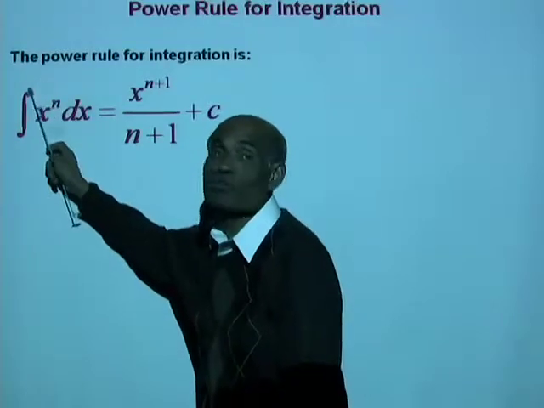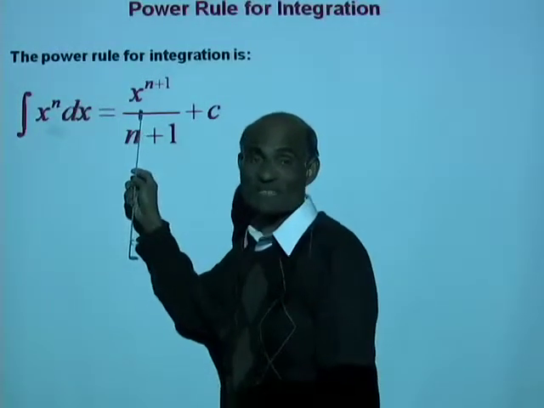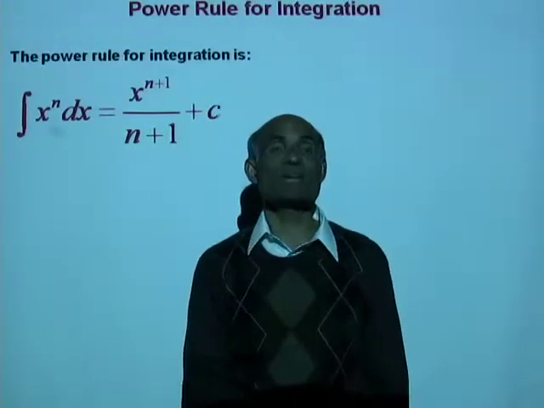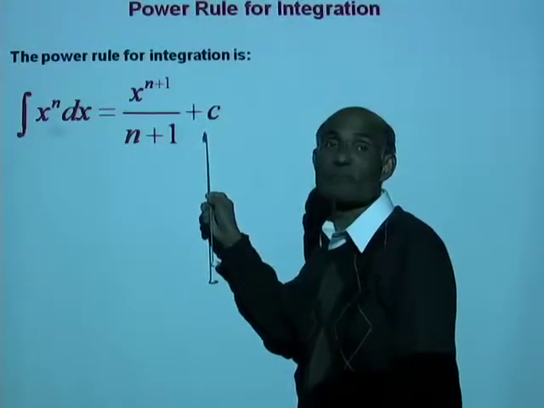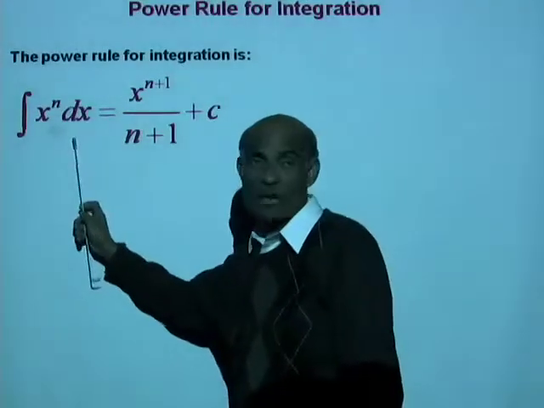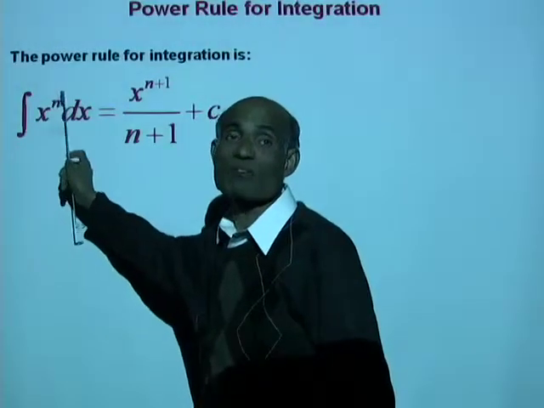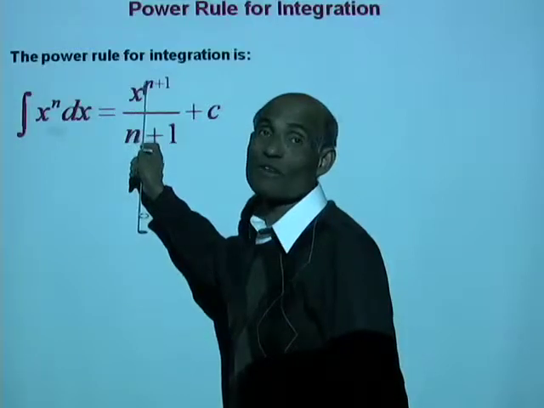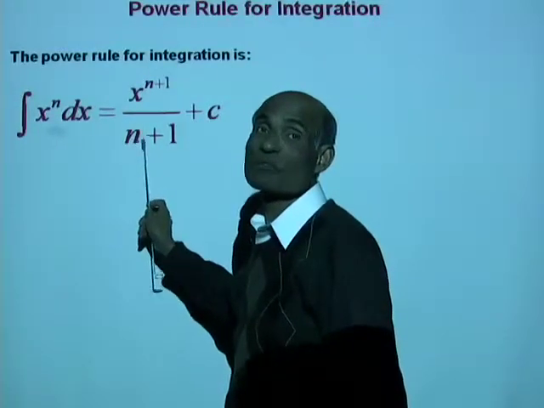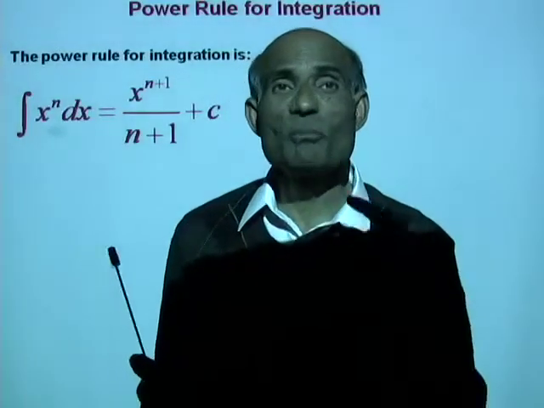And therefore, if you integrate x to the power of n with respect to x, you must get this: x to the power of n plus 1 over n plus 1, plus c. Alright? Write this down a couple of times. The integral of x to the power of n dx equals x to the power of n plus 1 over n plus 1, plus c.